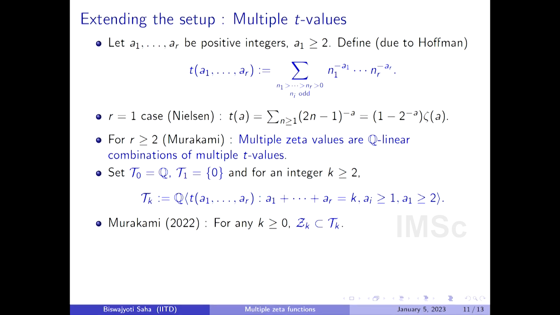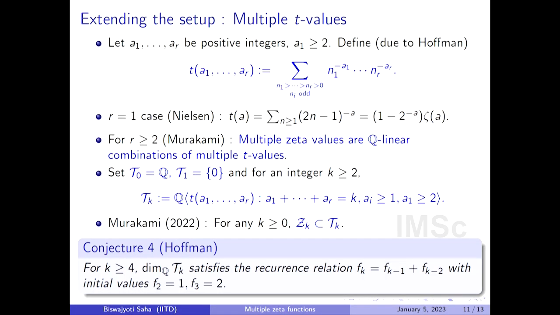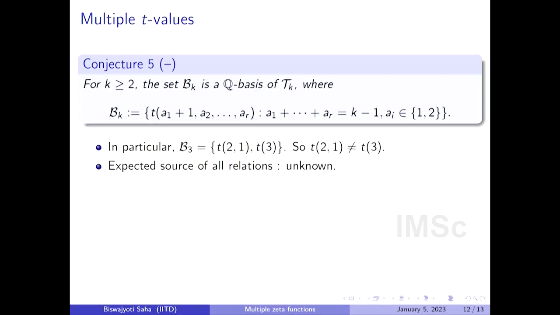It's a theorem of Murakami which says that indeed the set of multiple zeta values is lying inside the set of multiple t values, which I have taken over here. And do we have analogous predictions for multiple t values? Well, we have a conjecture of Hoffman which says how these dimensions grow. This time it's exactly a Fibonacci recurrence, and we know this. So therefore clearly this dimension is expected to be bigger than that of multiple zeta values, and in fact we have a predicted basis for this, and all that is true.